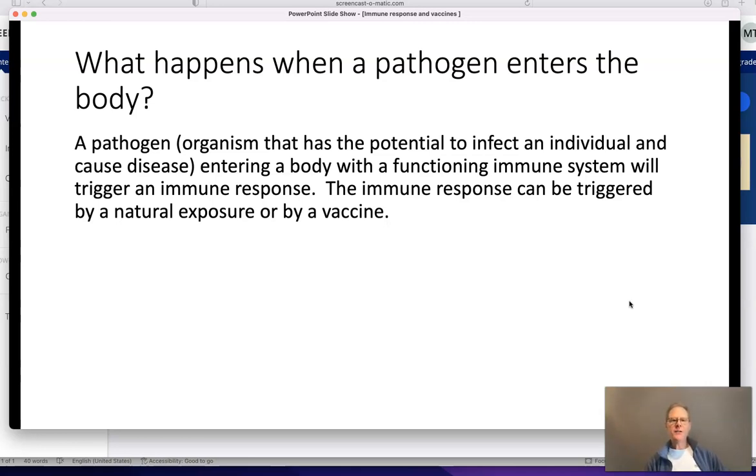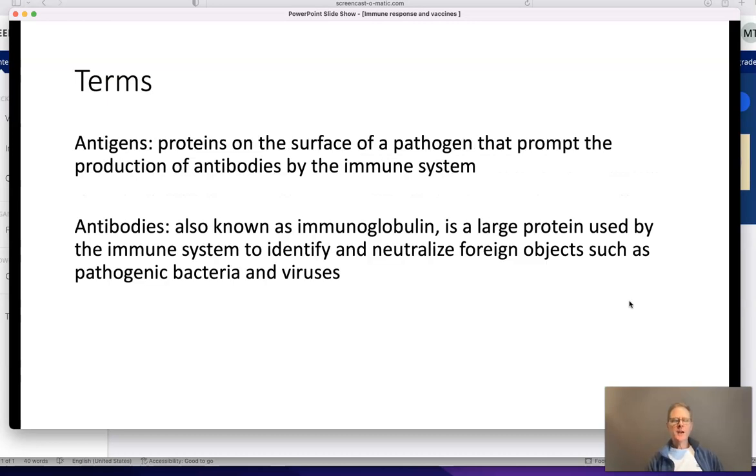So a pathogen entering a body with a functioning immune system, hopefully yours is functioning, will trigger an immune response, right? The immune response can be triggered by a natural exposure or by a vaccine, okay? So what happens next? A couple of terms to get out of the way besides pathogen: antigens. A lot of gens here, right? Antigens are proteins on the surface of a pathogen that prompt the production of antibodies by the immune system.